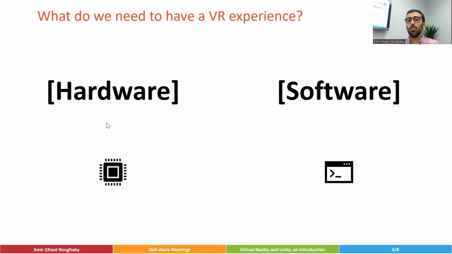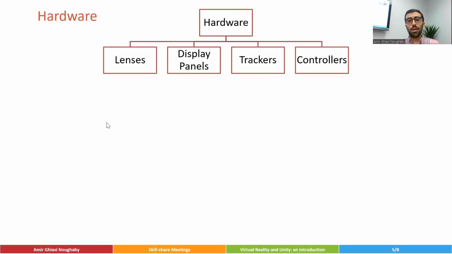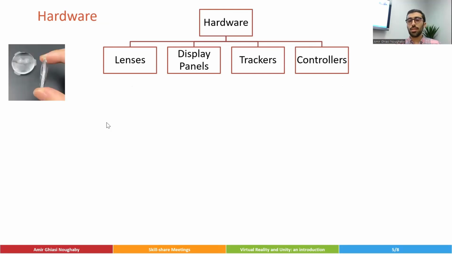But what do we need if we want to have a VR experience? I can categorize our requirements into two parts: appropriate software and appropriate hardware. Actually, what hardware is needed for virtual reality to work? I answer that hardware components include lenses, a display panel, some tracking devices, and other accessories like controllers. Lenses help us focus on the displays that are really close to our eyes. They magnify the image to ensure that we can see everything.